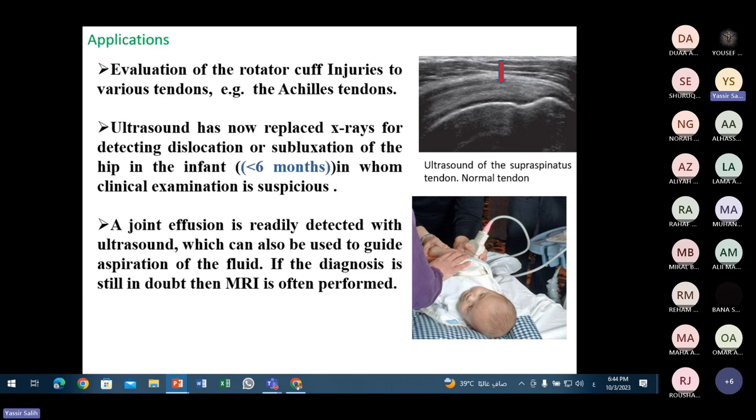If less than 6 months, it's usually assessed by ultrasound. More than 6 months, we usually assess this patient by plain X-ray. Why do you think that before 6 months we don't use plain X-ray? Because of ionizing radiation. We avoid the radiation, so we don't do plain X-ray for patients less than 6 months, or for other reasons.